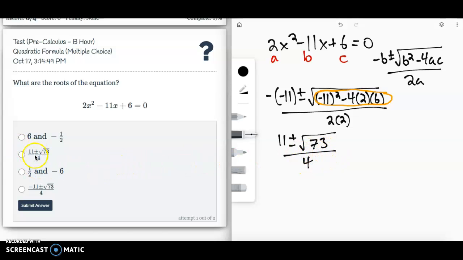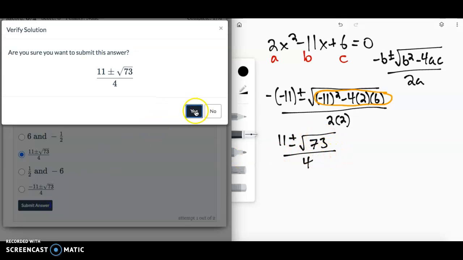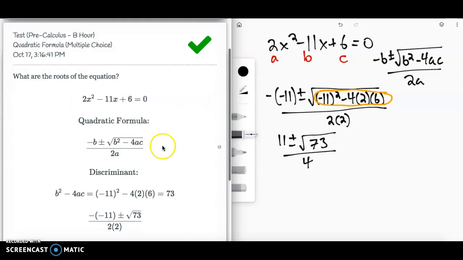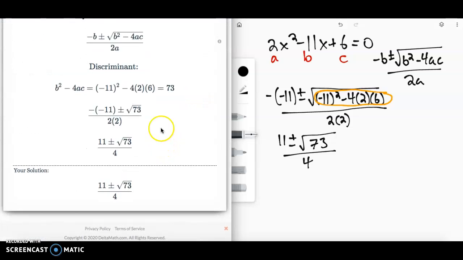And if you look, that's an answer right here. You can also double check and make sure that you can't square root 73 at all. Yep, so I get a gross decimal when I try to do that. So this looks like it would be my option. And there you go. It helps you go on through.